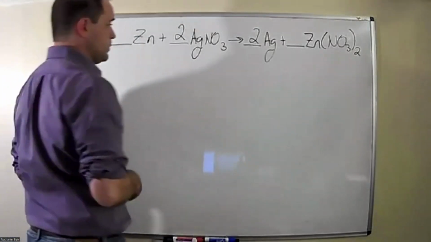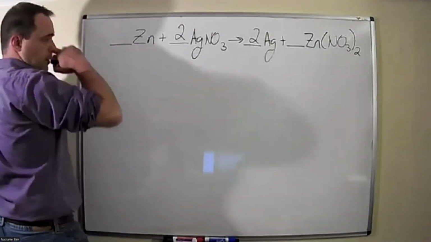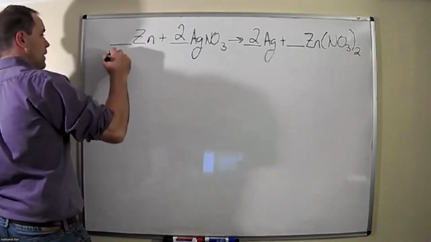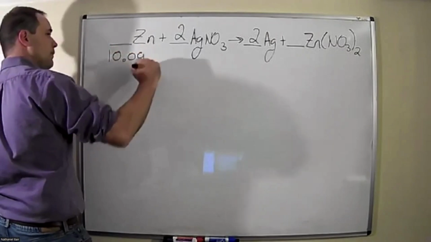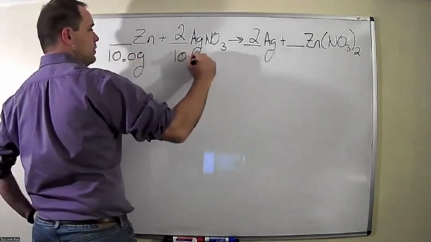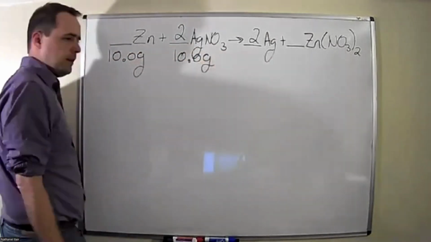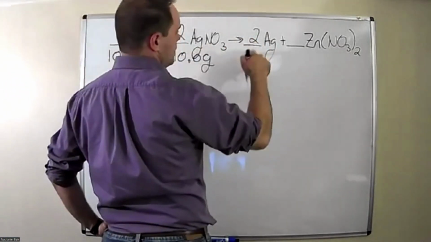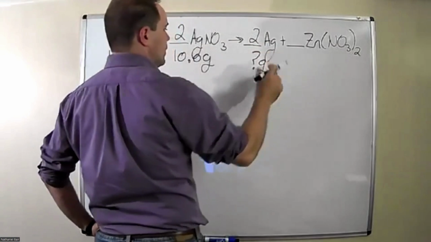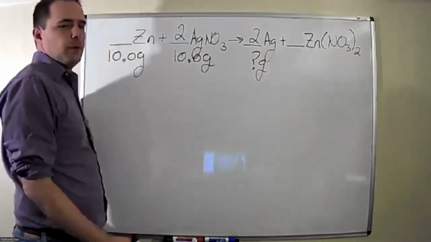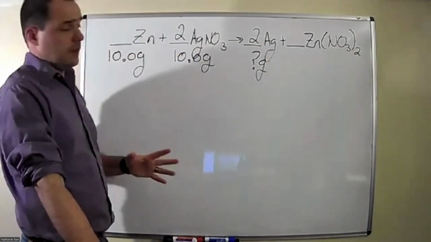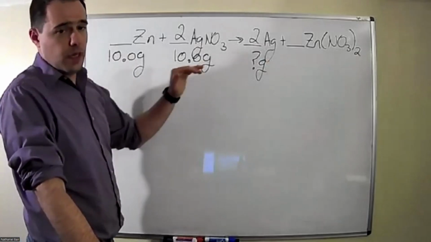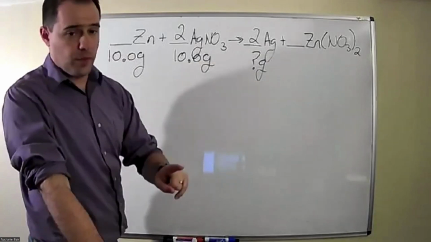Okay, let's do a limiting reactant problem. Let's say we allow 10 grams of zinc to react with 10 grams of silver nitrate. I want to know, let's take it to the silver, the theoretical yield of silver. So I want to know a couple things. If I allow 10 grams of zinc to react with 10 grams of silver nitrate, how many grams of silver can I make? I want my theoretical yield.